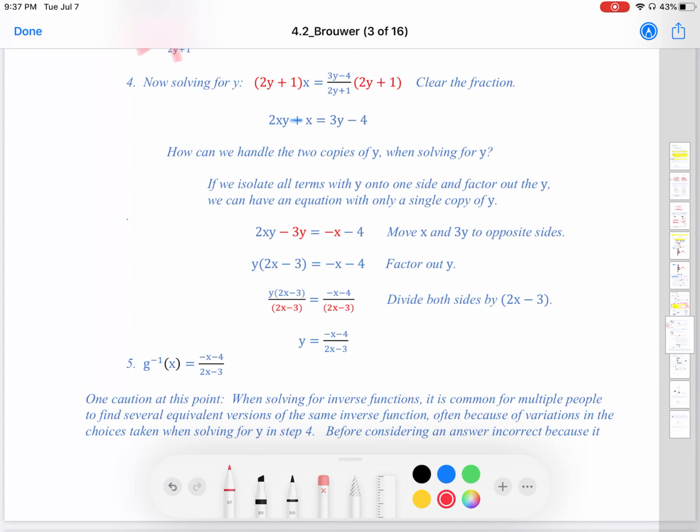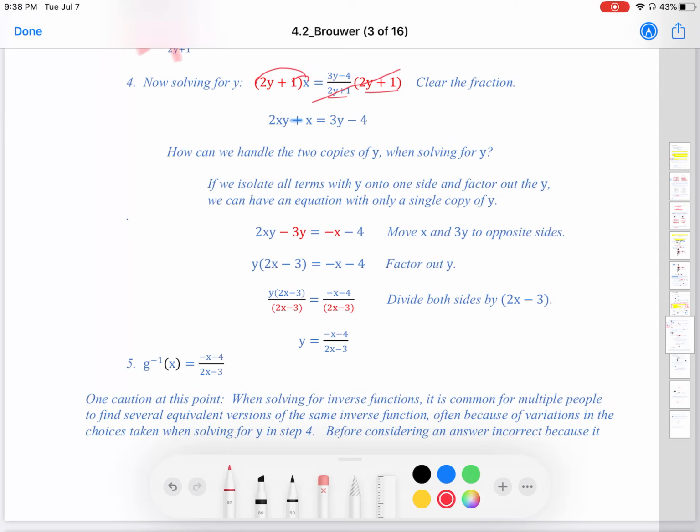All right, so we want to multiply both sides by our denominator so that I can cancel. And then we're left to distribute. So we're left with 2xy plus x equals 3y minus 4. I want to get our y's together.